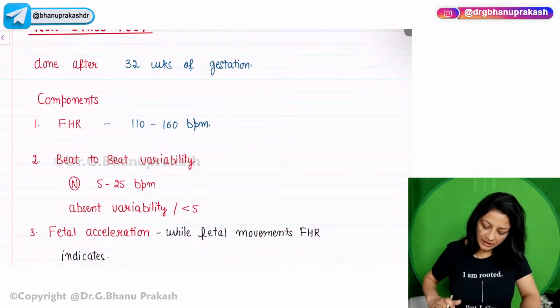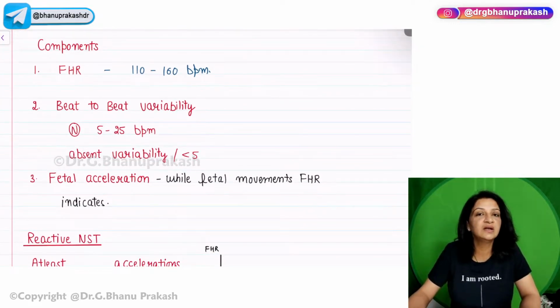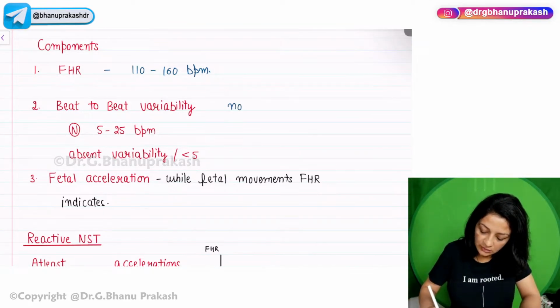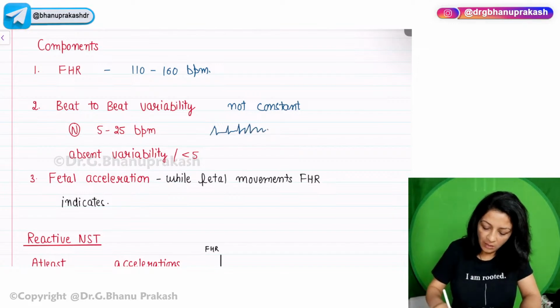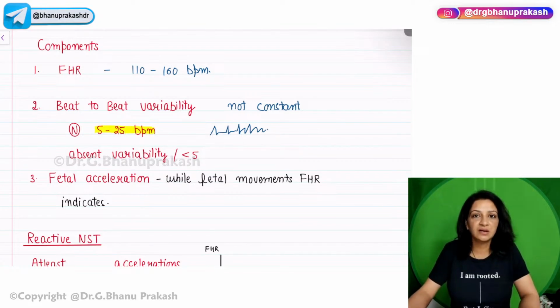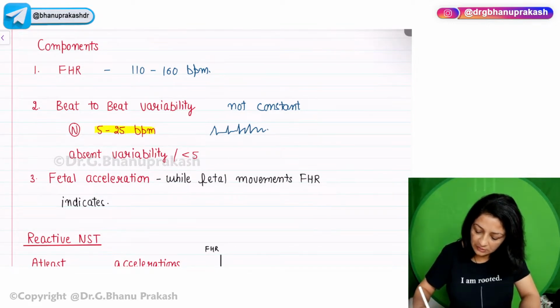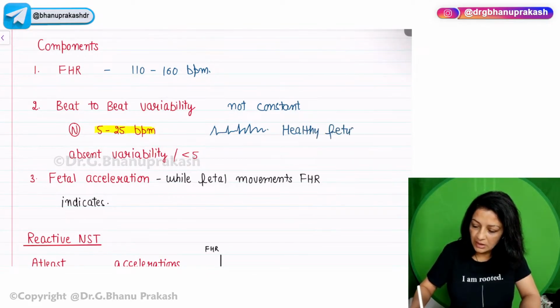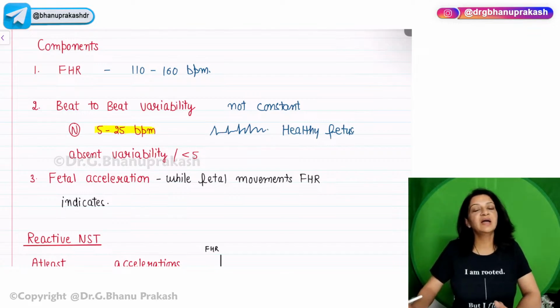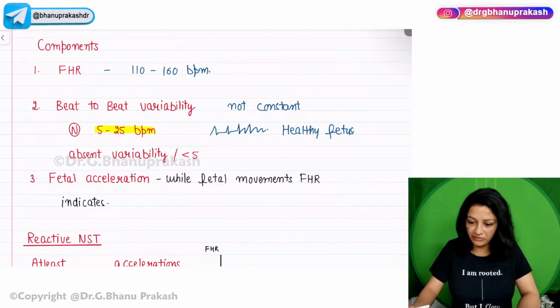Second component is beat to beat variability. Means fetal heart rate is not constant. कभी भी constant नहीं रहता है. हमेशा क्या रहेगा? In a zigzag form. Normal beat to beat variability is 5 to 25 beats per minute. So it denotes normal fetus, means healthy fetus. अगर variability है 5 to 25 beats per minute, it means fetus is healthy. यहाँ पे कोई प्रॉब्लम नहीं है fetus में.